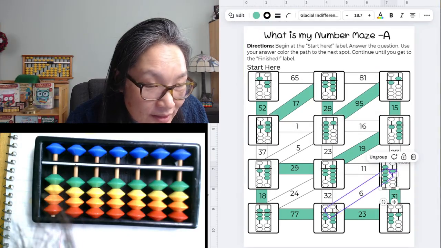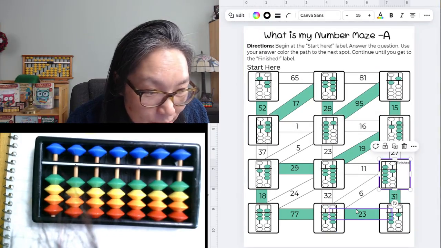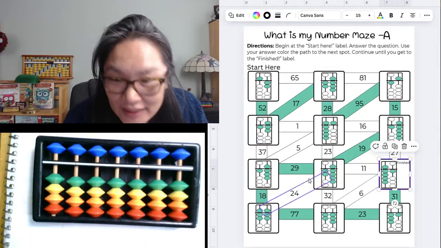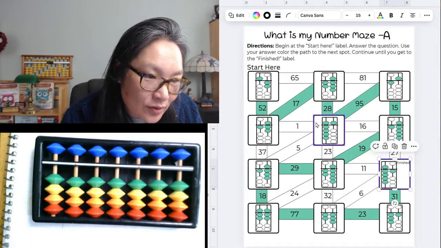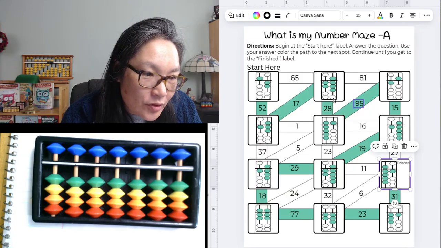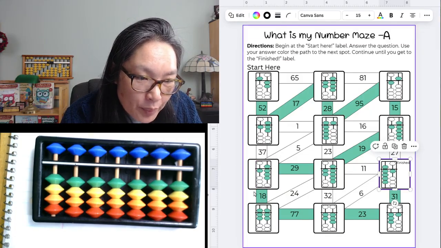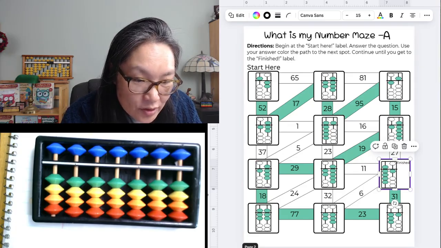Thank you. So this is my first maze. We only did one maze. It took a while to go through all of this. But the idea was to go through and do some bead recognition. So we have our pictures, and then we have our abacus. And so this is part of the book.